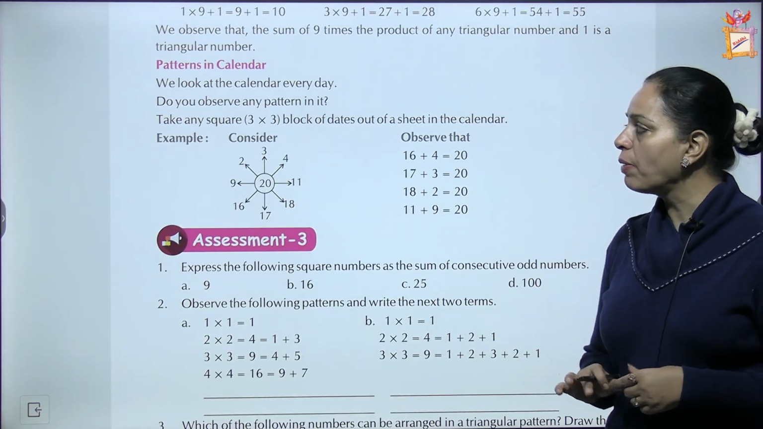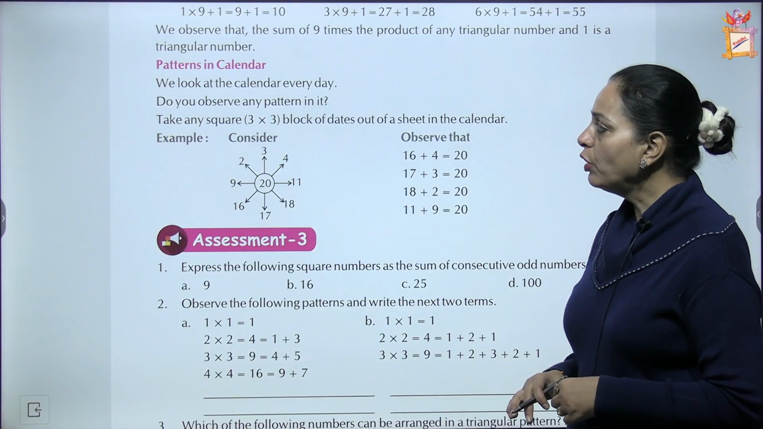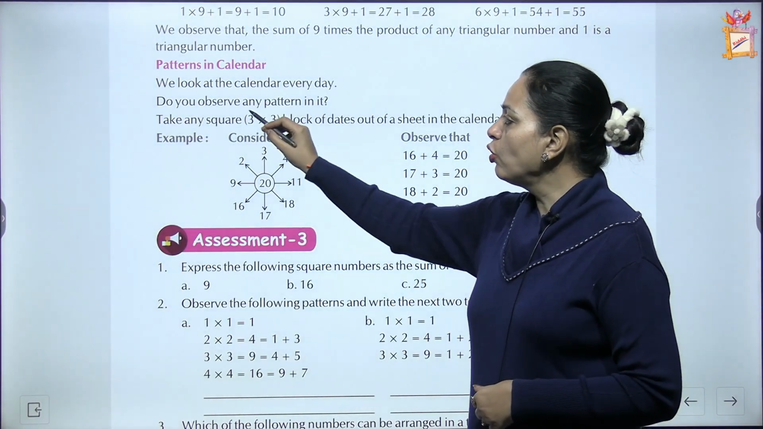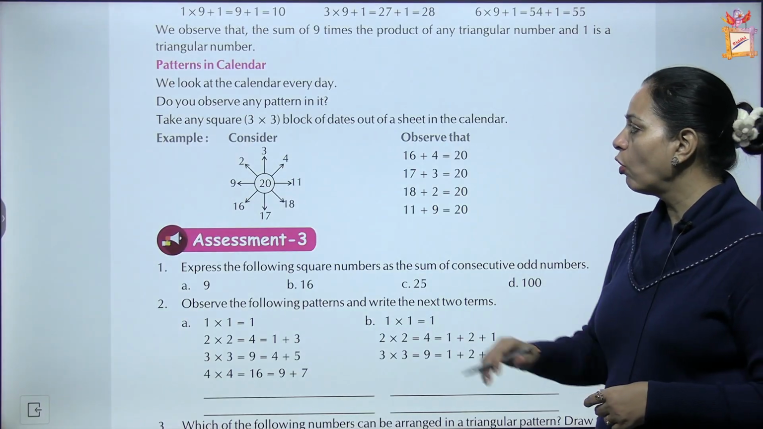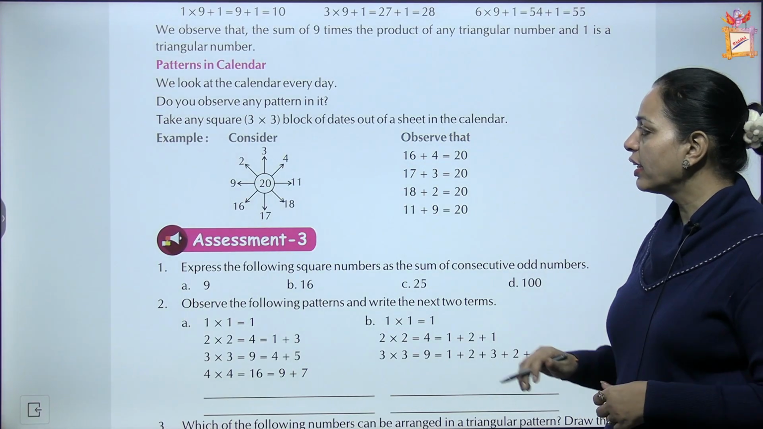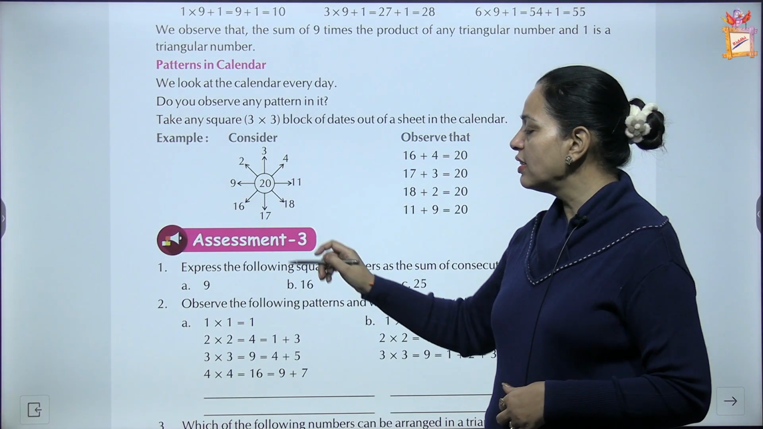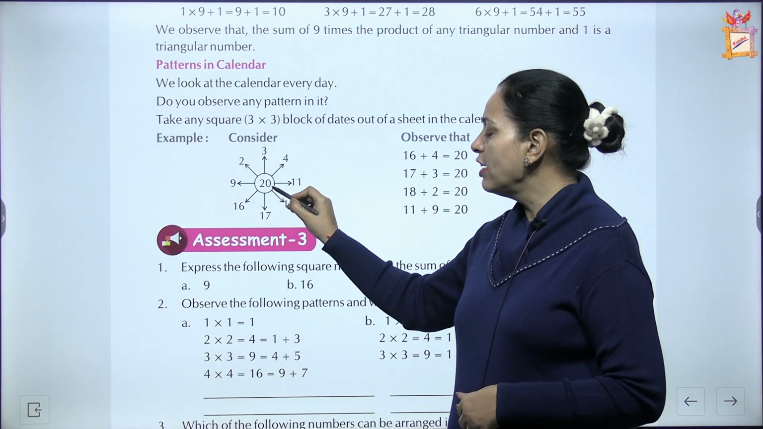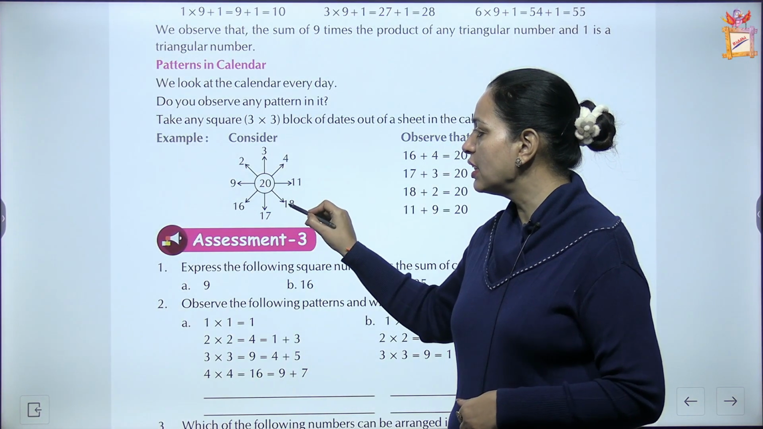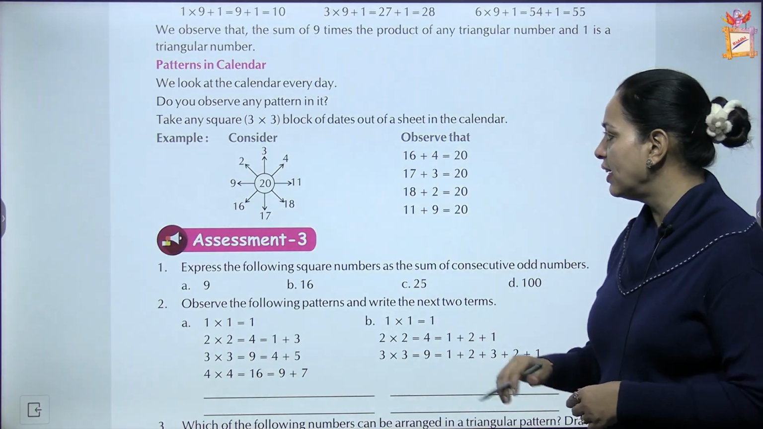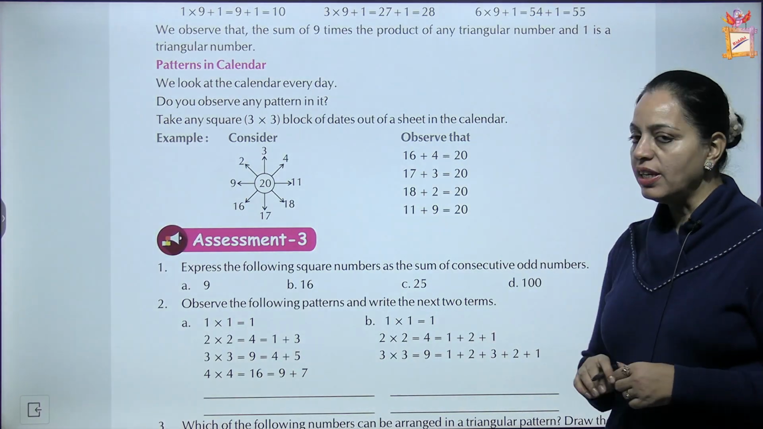Now we are talking about patterns in calendar. We look at the calendar every day. Do you observe any pattern in it? Take any square 3 into 3 block of dates out of a sheet in the calendar. So consider like this here, like 20. So 9 plus 11, 16 plus 4, 17 plus 3, 2 plus 18. So you can observe these one.